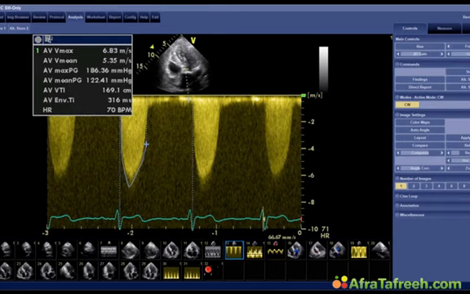And my question to you now, in the back of your head: how severe do you think the aortic stenosis is? We've got a maximum velocity of 6.8 meters per second and a mean gradient of 122. So maximal gradient of 186 and mean gradient of 122.